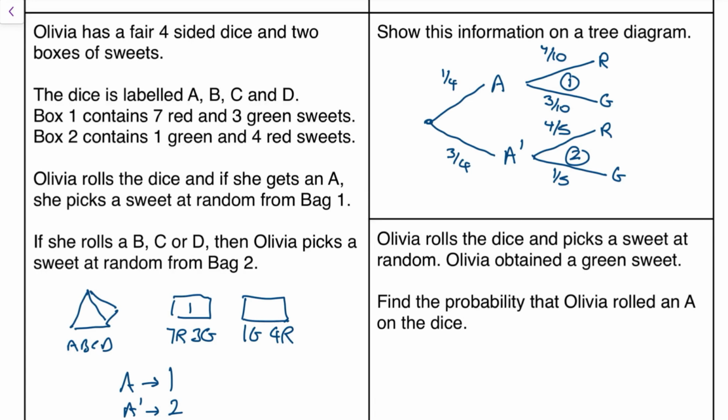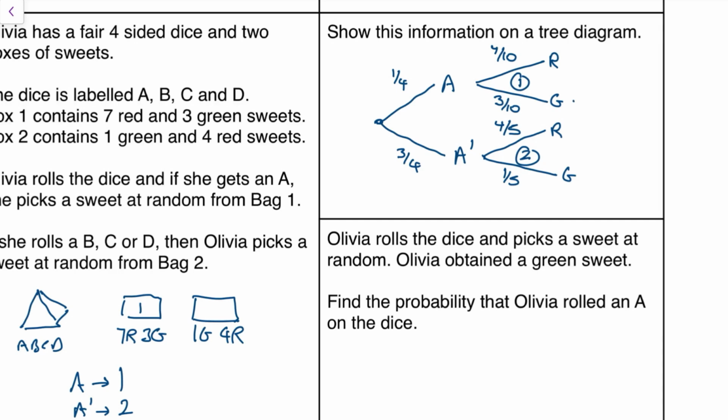Right, Olivia rolls the dice and picks a sweet at random. So basically she does the 2 things. She only does it once, by the way. Olivia obtains a green sweet, so green is here or green is here. Find the probability that Olivia rolled an A on the dice. This is an A-level conditional probability question.